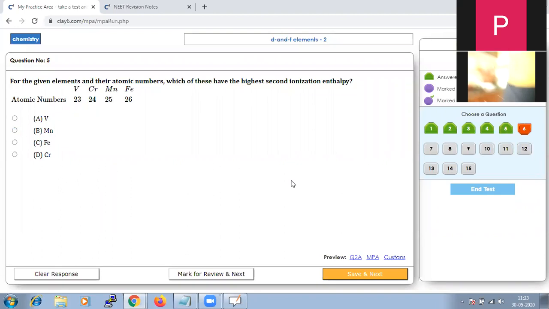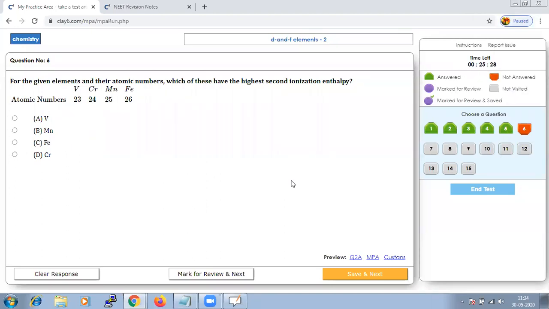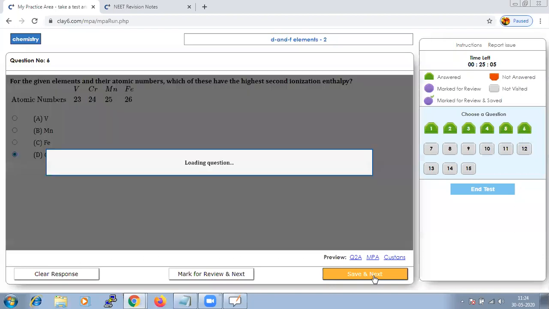For the given elements and their atomic numbers, which of them have the highest second ionization enthalpy? When we are talking about your second ionization enthalpy, second ionization potentials are larger than their neighboring elements. So when we say that, it will be chromium, because for the second ionization potential, the electron should be removed from a very stable configuration, and chromium is the one which will have a stable electronic configuration. Hence, option D should be the right answer. Let us save that and go to next.